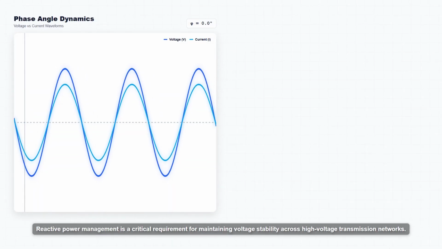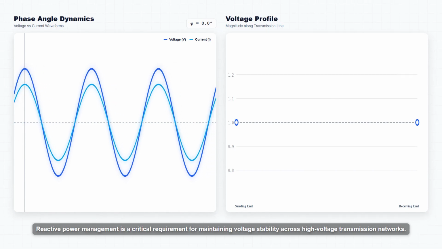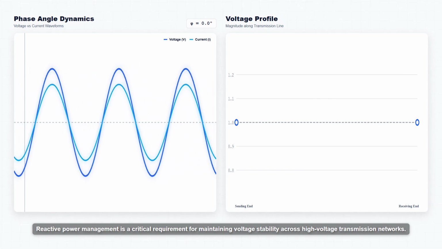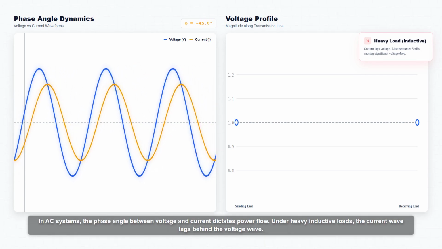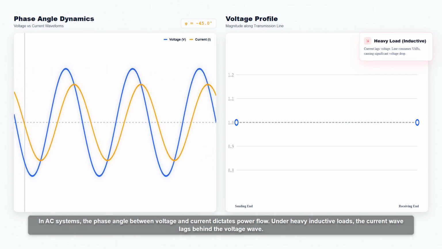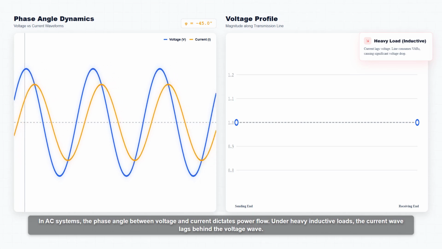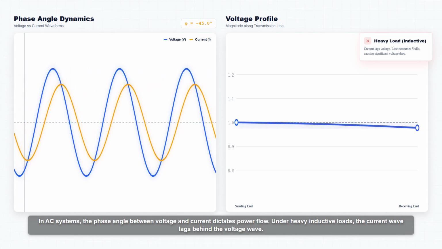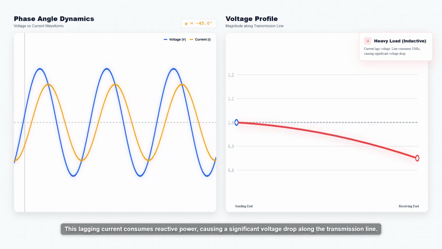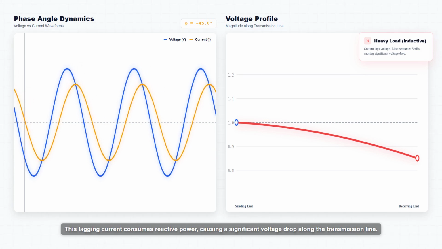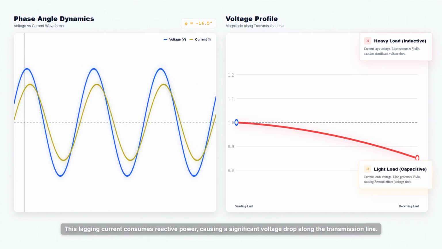Reactive power management is a critical requirement for maintaining voltage stability across high voltage transmission networks. In AC systems, the phase angle between voltage and current dictates power flow. Under heavy inductive loads, the current wave lags behind the voltage wave. This lagging current consumes reactive power, causing a significant voltage drop along the transmission line.